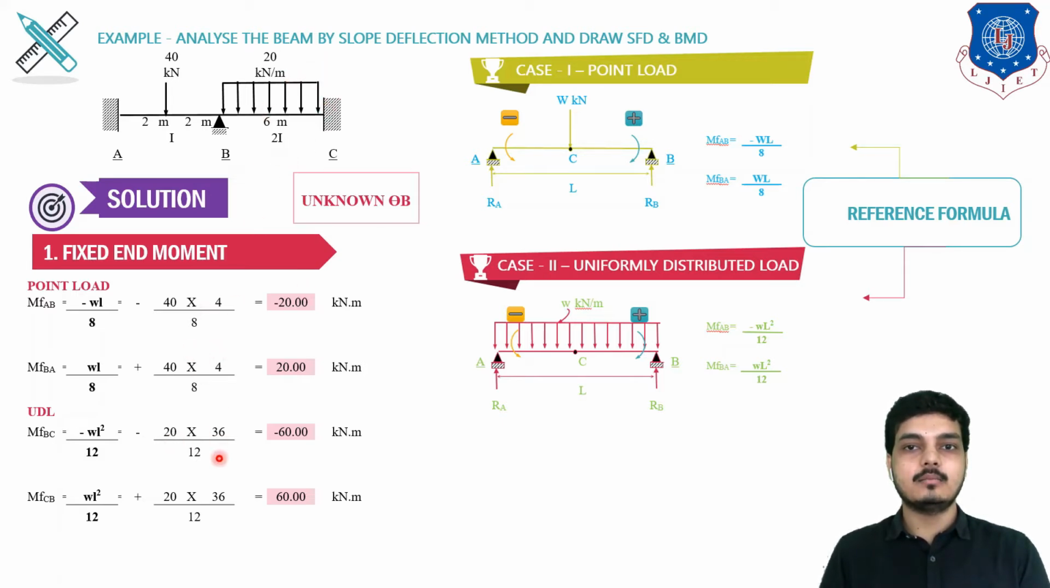Now 6 square is nothing but 36 divided by 12, we will be getting minus 60 kilonewton meter. And for MFCB, it will be plus 60 kilonewton meter. So this is our first step of fixed end moment, for which we have used just a simple formula of FEM and found all the four values, which we'll be using in the next step, which is step number 2.